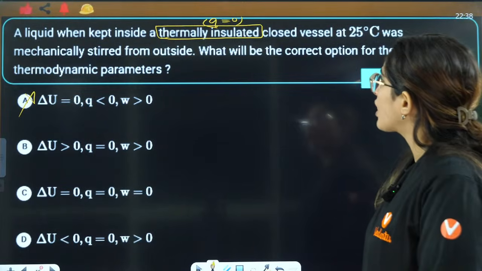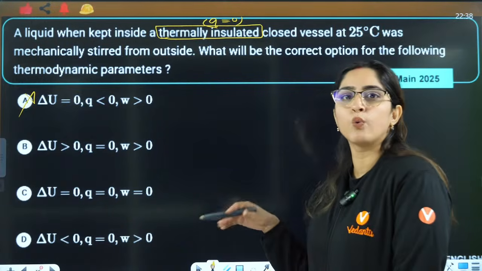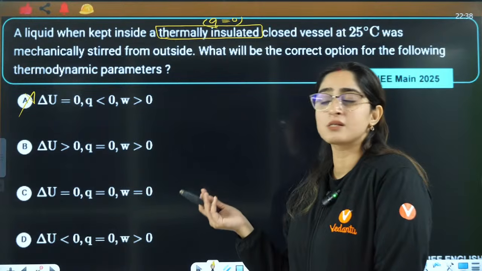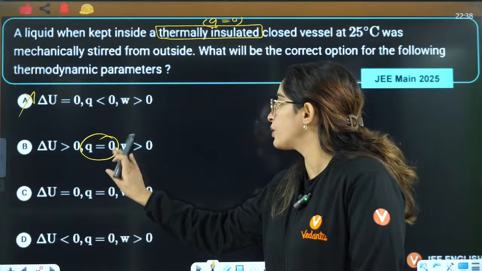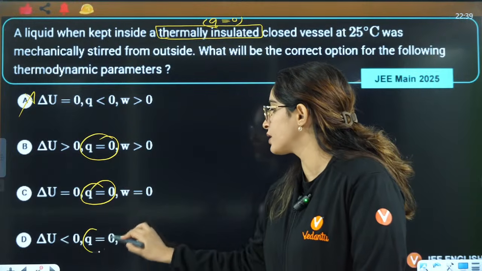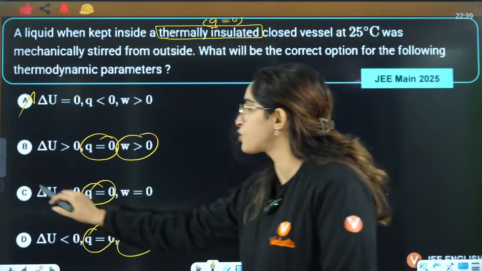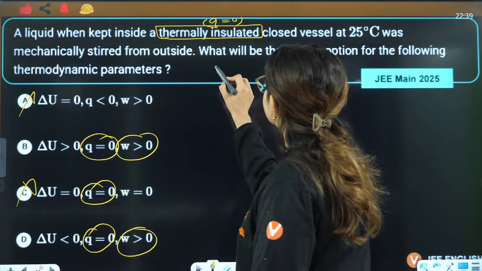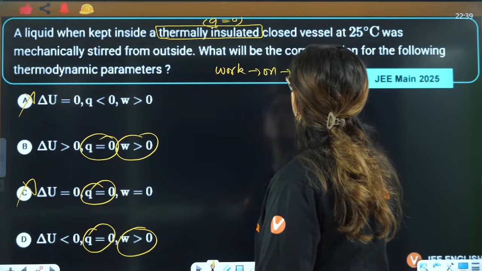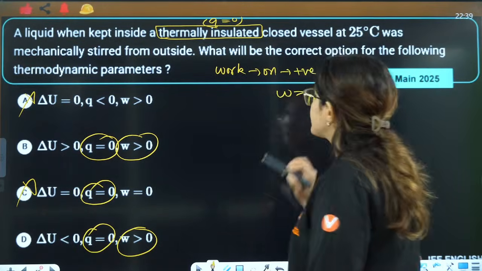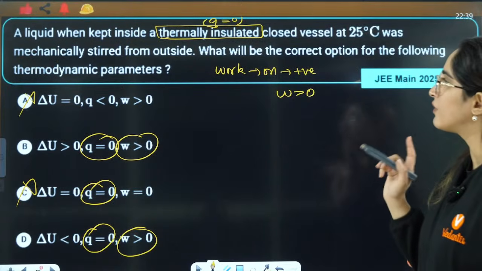Then if I talk about mechanically stirred from outside, someone is doing work on the system. So Q is 0, and work should be positive, which is in these options, so this one is also eliminated. So work is done on the system. Work on the system is positive, so work will be greater than 0. Then let's talk about internal energy. Will it increase or will it decrease?